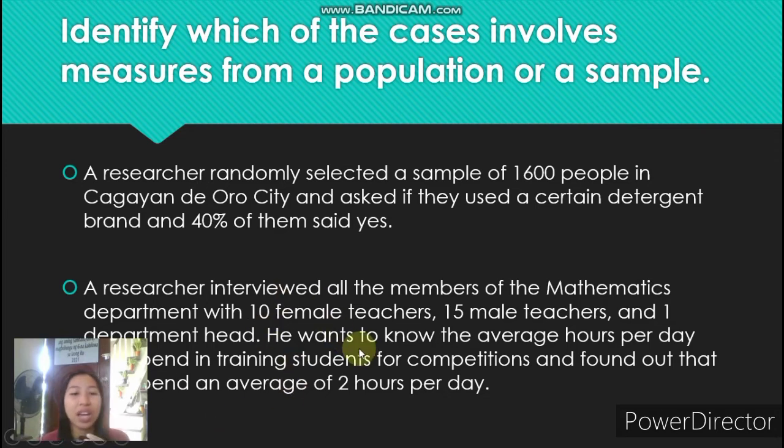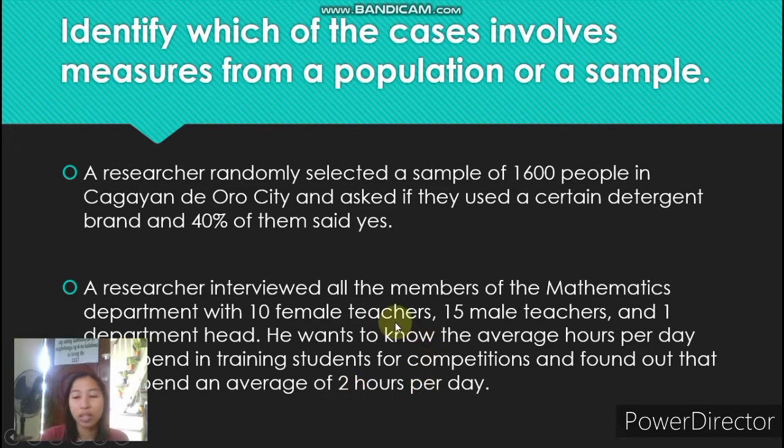Now the second: is it population or sample? Population. It is a population because the researcher used all people in the mathematics department. So that is the entire population. That is why this 2 hours per day, the result obtained, is an example of a parameter. Again, I will repeat. This 40% is a statistic because it is a measure taken from a sample. Whereas this 2 hours per day is an example of a parameter because it was taken from a population.